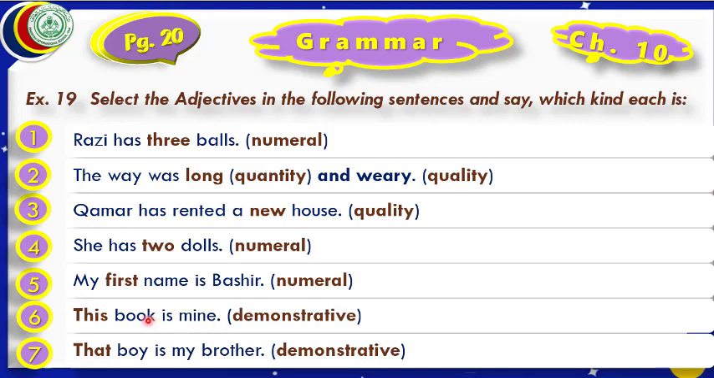And if we do not write "book" here, then this will become a pronoun. One example is given in your lesson also. That boy, this is a demonstrative adjective. Let us move to the next one.